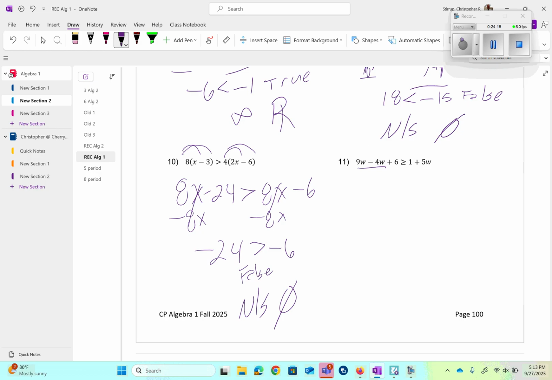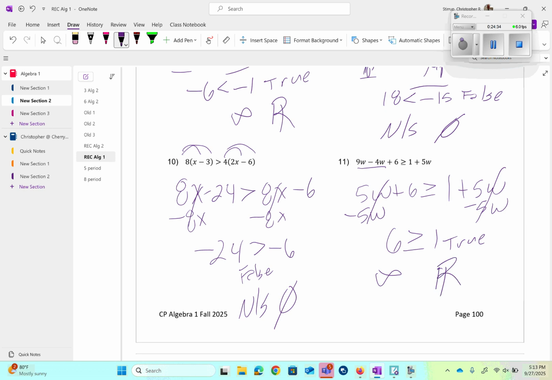Number 11, we're going to combine these like terms. So that's 5w plus 6 is greater than or equal to 1 plus 5w. So this is the worksheet of special cases, I guess, because those are going to cancel. 6 is greater than or equal to 1. This is true. 6 is bigger than 1. So this means we have infinite solutions, or you could write the double R like that for all real, if it stays on the page.